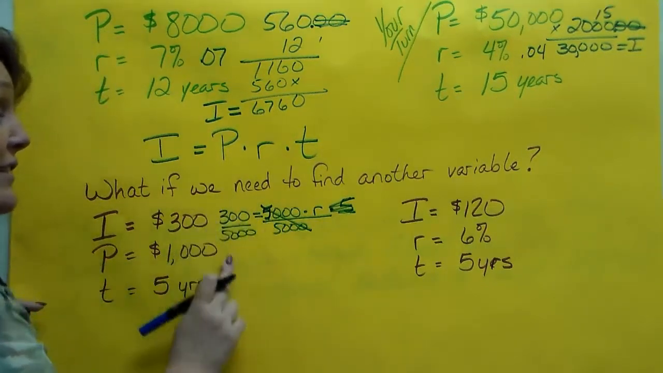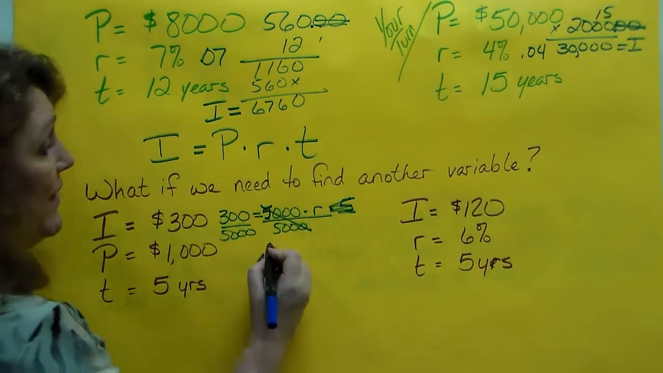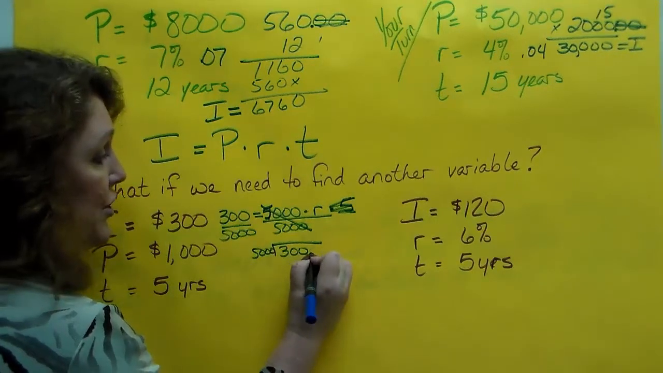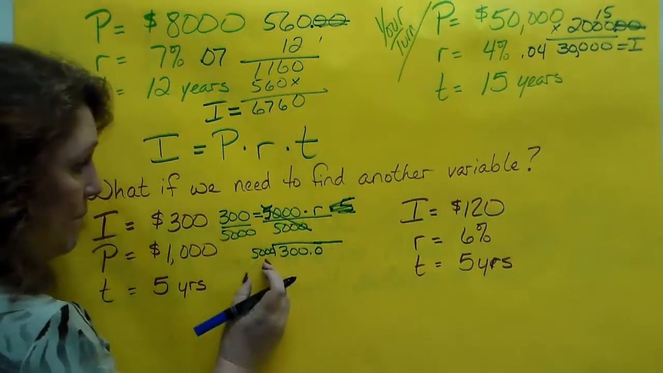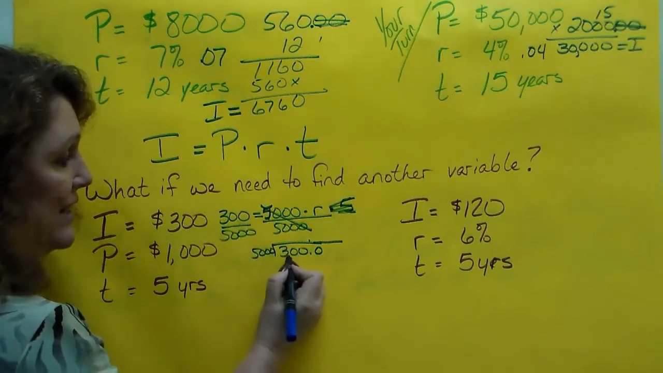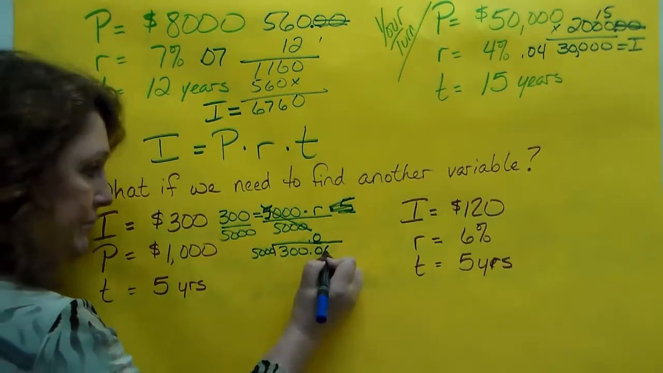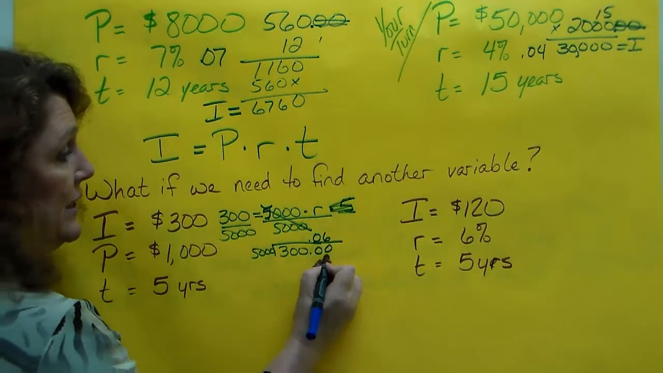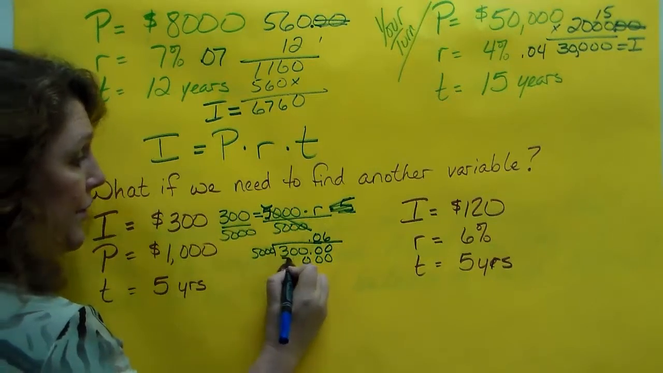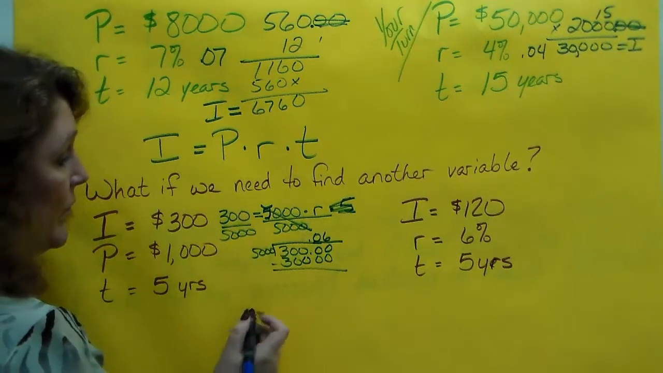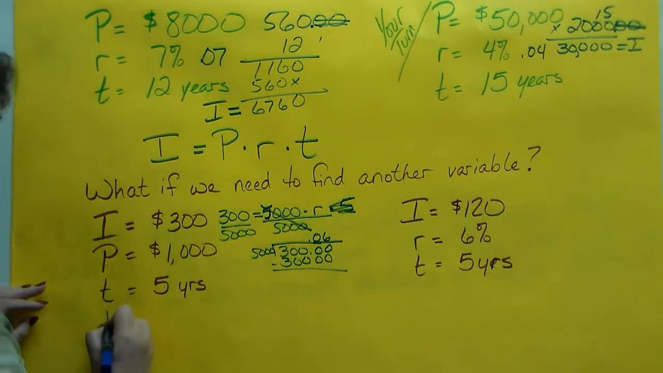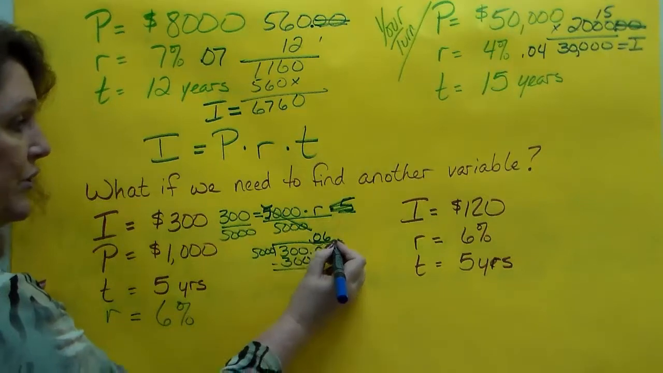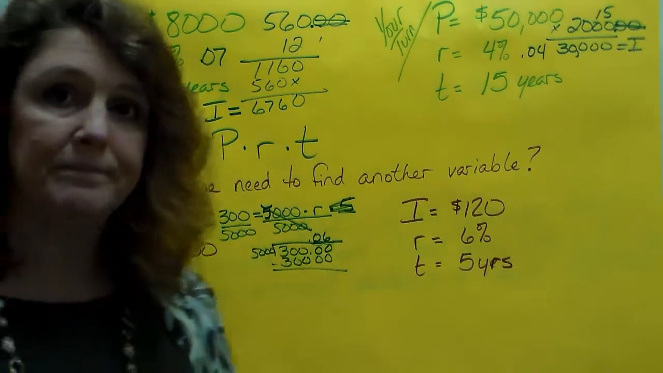And now I've got a division problem on my hand. I've got to figure out how many times 5,000 goes into 300. Well, if I add a decimal, 5,000 doesn't go into 3,000. 5,000 goes into 30,000 6 times. 0, 0, 0, 30. So my rate is 6% because I can move my decimal over 2 times. That's my decimal. Get it?